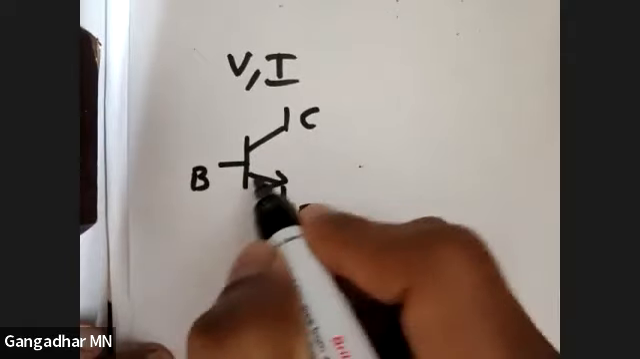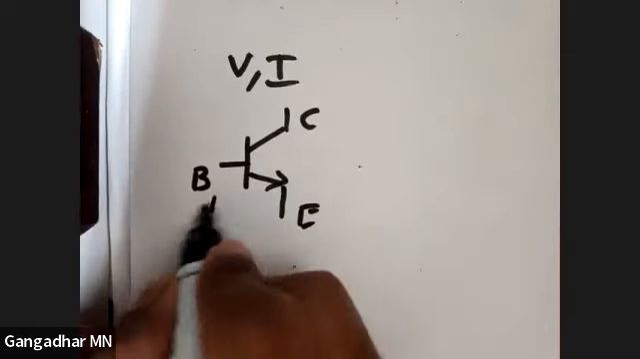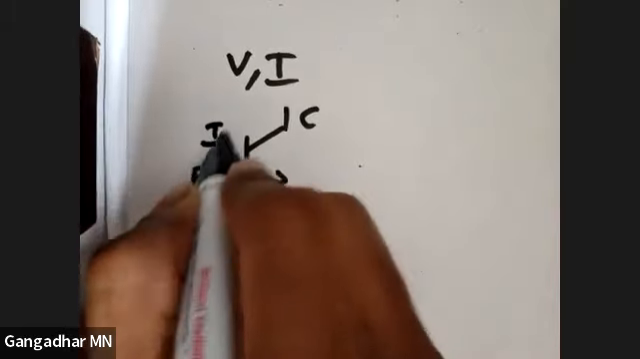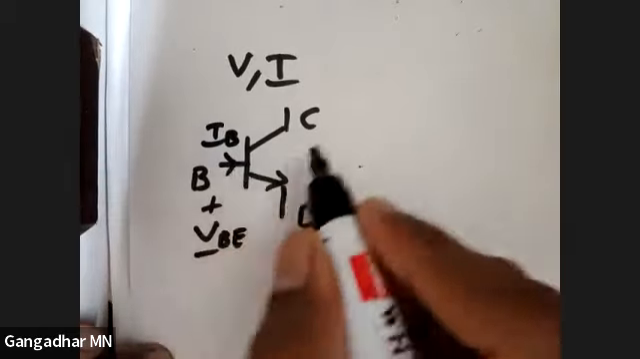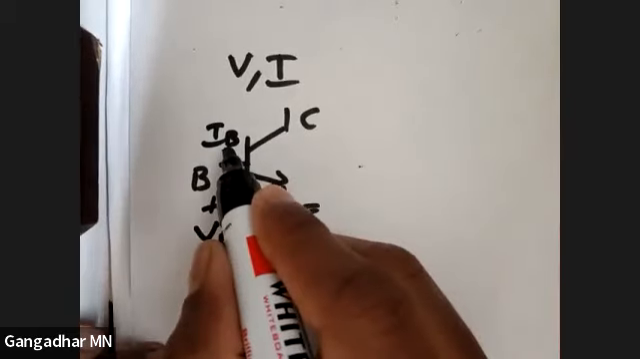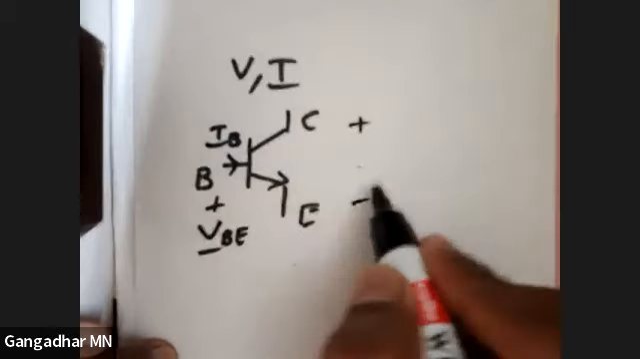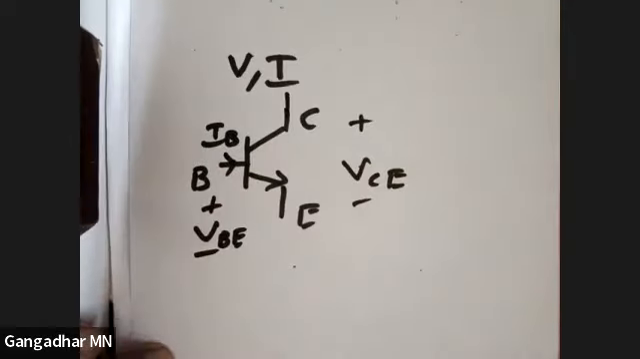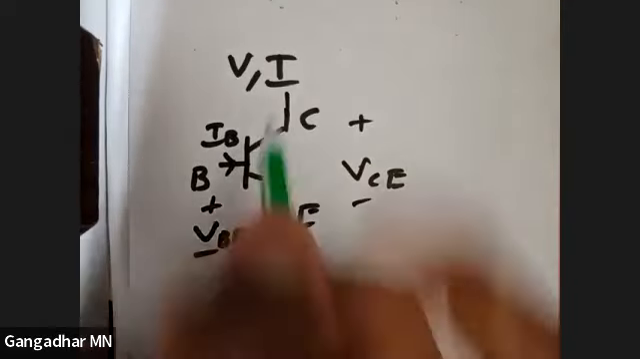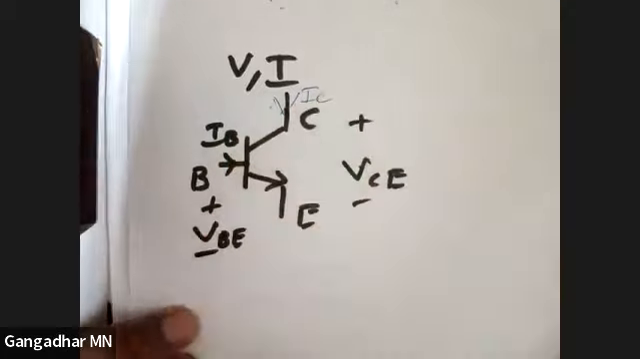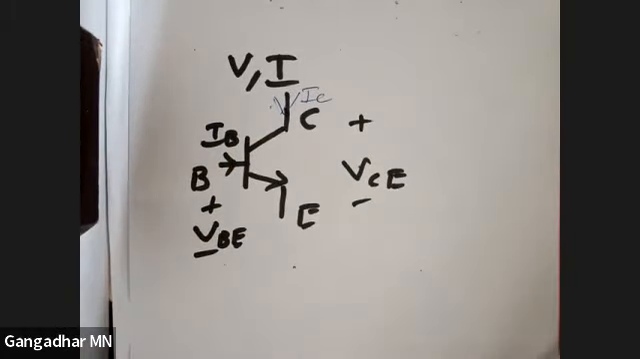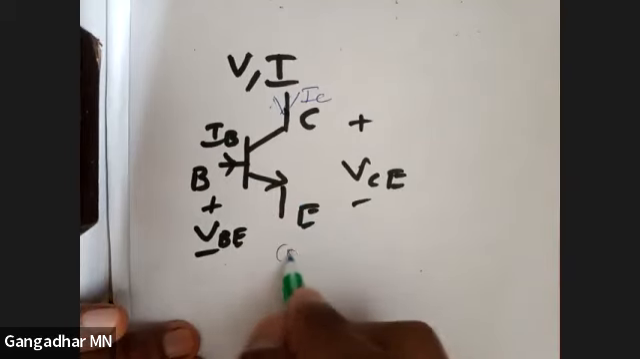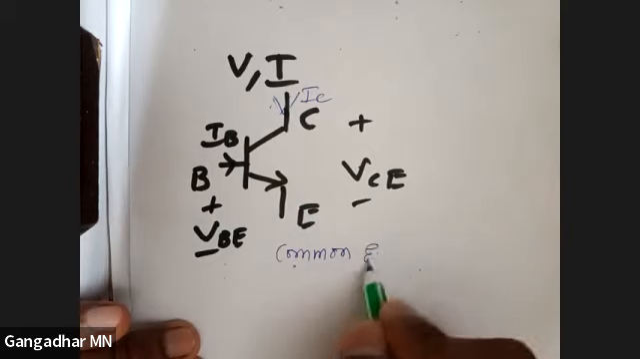Now it is possible to have two voltages. Maybe I can say VBE is one and IB is a corresponding current, which we call input voltage and input current. And likewise, VCE is the output voltage, and IC is the output current. So this particular configuration, we call it as common emitter configuration.